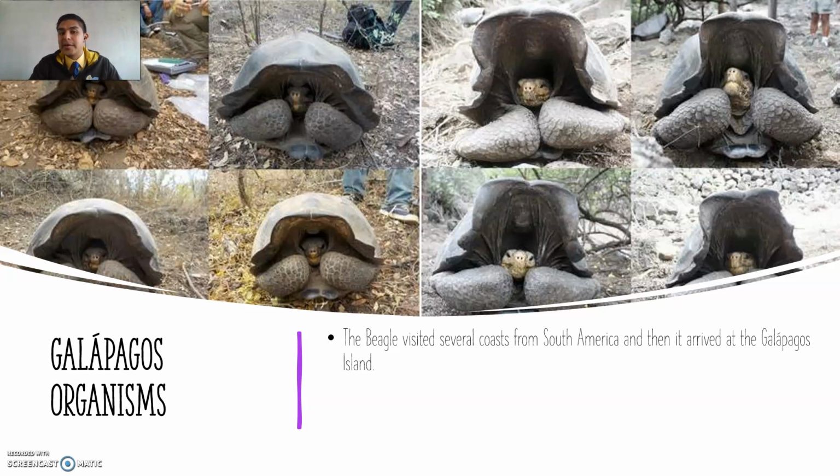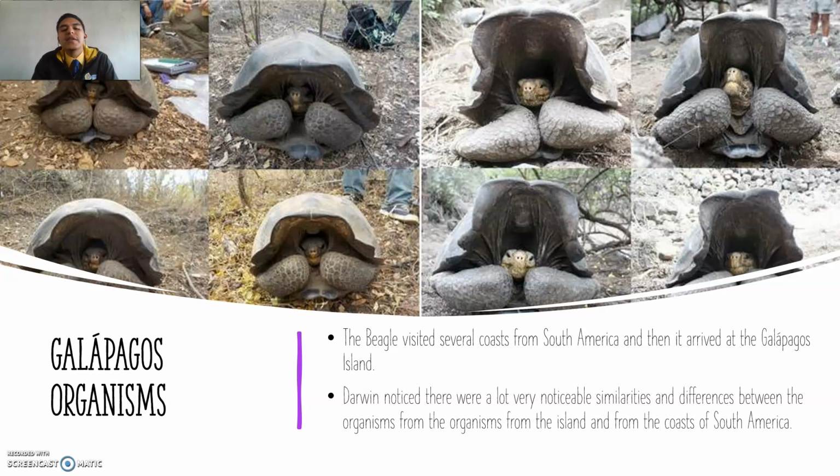And the Beagle, which is the boat he was part of, visited several coasts of South America, and then it arrived at the Galapagos Islands. Darwin noticed there were a lot of very noticeable similarities and differences between the organisms of the islands and those from the coast of South America. He noticed several similarities.